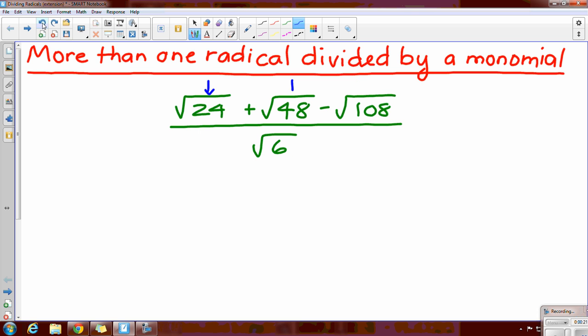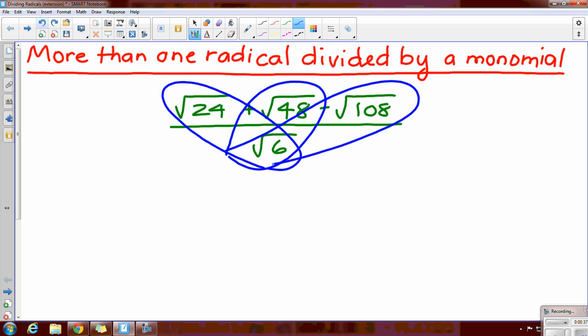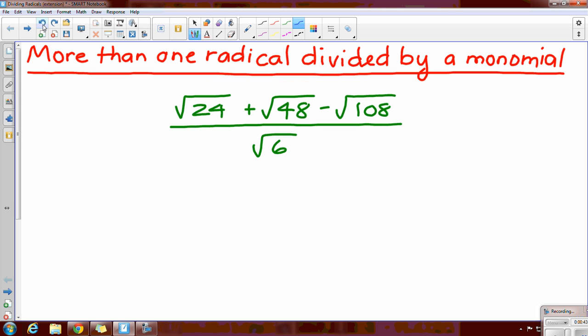Now to do this, we have to think back to what division actually means when we're looking at it in a fraction like this. All that is basically saying is that each one of these terms on top, so the root of 24 has to be divided by 6, the root of 48 has to be divided by 6, and the negative root of 108 has to be divided by the root of 6 as well. So, to make it look a little more visually understandable, we take each radical and divide it by the root of 6.